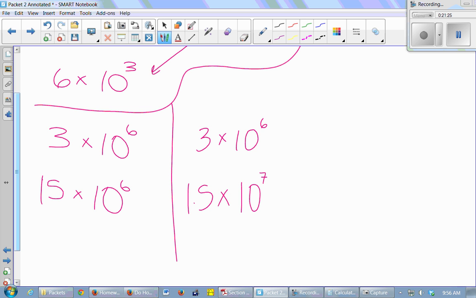The bottom one, because it's got more zeros. 10 to the 7th is much bigger than 10 to the 6th. Yeah, Emma?